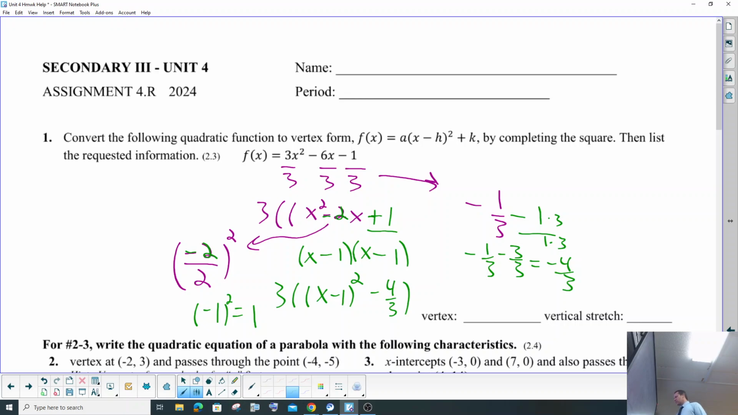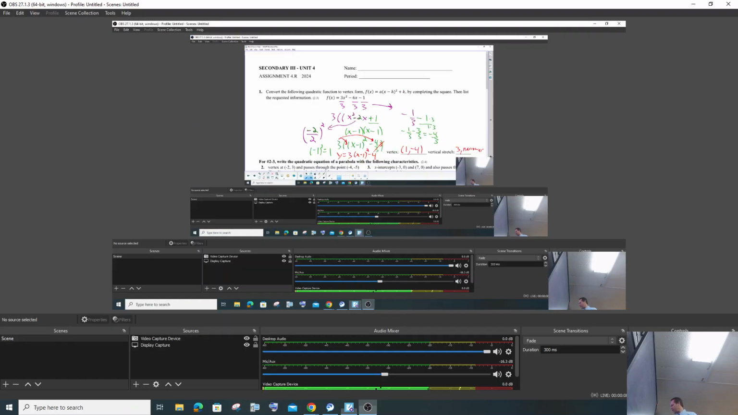So then we go ahead and distribute the 3 through now. The 3 goes here, and the 3 goes here. And so that's going to cancel with that 3 down there. So we're left with our equation, which is y equals 3, x minus 1 all squared, minus 4. And so the vertex is not a negative 1, it's a positive 1, comma negative 4. And we have a vertical stretch. We have a 3, and it's narrower. Let's pause it and make sure I'm doing this right.